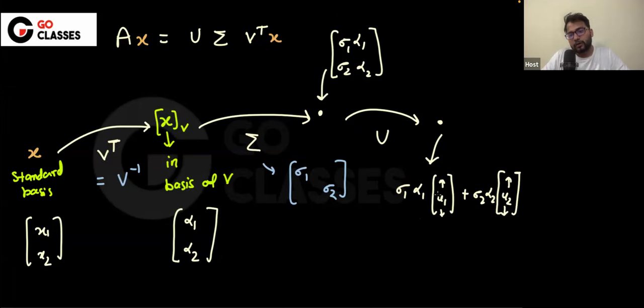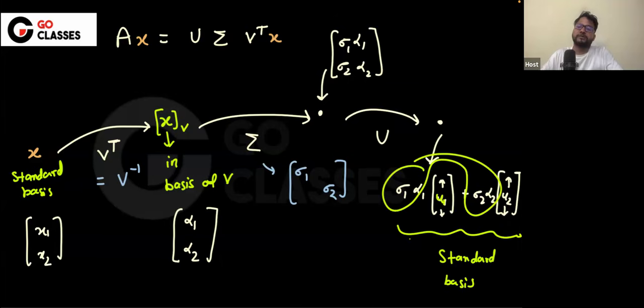Okay. So now we need to check what this final thing is. If you notice, this is nothing but the coordinates of the vector with respect to u1, u2, isn't it? And if you multiply by the u itself, then the final result is in the standard basis. But if you look at this only, this is in the basis of u, right? So basically, what is happening to your vector x?